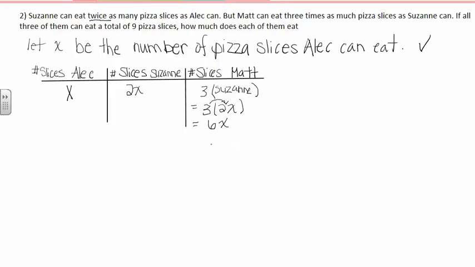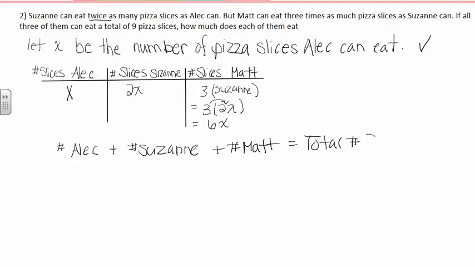Now we need to use the last bit of the problem. If all of them can eat a total of 9 pizza slices, how much does each of them eat? So let's set up our equation. The number of slices from Alec plus the number of slices from Suzanne plus the number of slices from Matt equals the total number of slices.